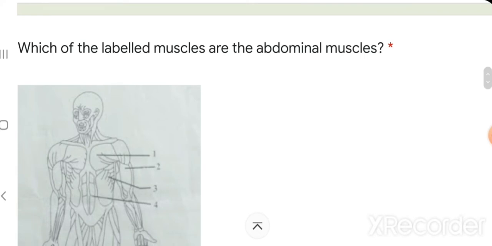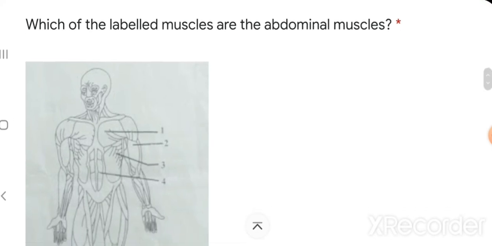Very good. Which of the labeled muscles are the abdominal muscles? Look at the diagram carefully. Abdominal muscles, they call it the belly muscle. So it is number 4. Very good.